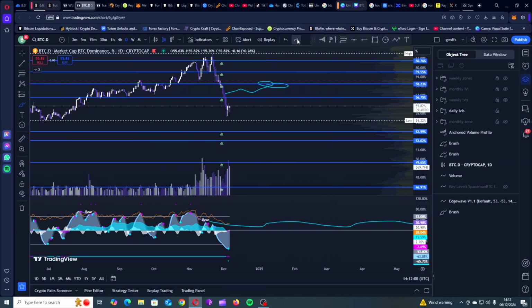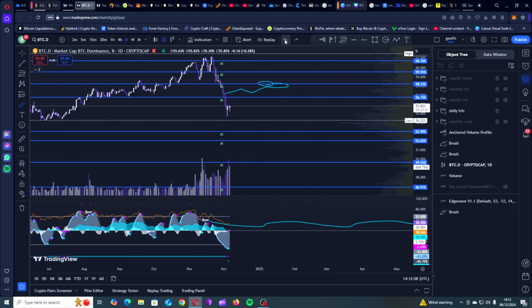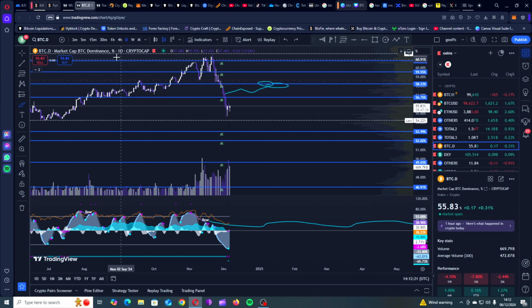This reaction here is not too good, if I'm being honest. I don't like the reaction. So, you know, I might have to reevaluate some of the trades that I'm in at the minute, just to have a look where we're potentially going to be going. So that's BTC dominance. Keep an eye on that.